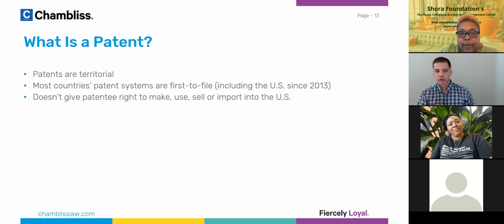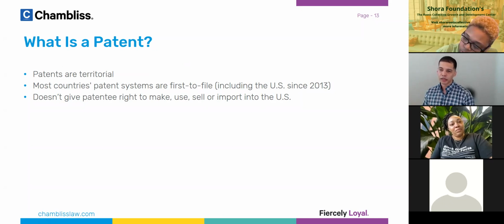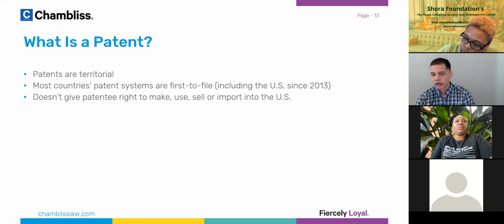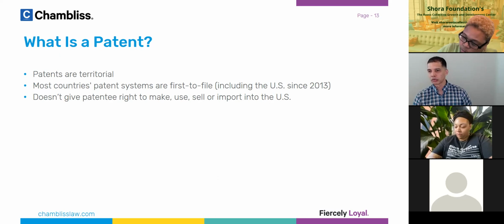But going back to the territorial thing, if you want to protect your invention in Canada, you have to file a Canadian patent. Or if you want to go over to France, you have to file a French patent application. So you file on a country by country basis. Like I was saying, what a patent actually does, here at the bottom, is allow you to keep other people from making, using, selling, or importing that four-legged stool into the U.S. or in the U.S.